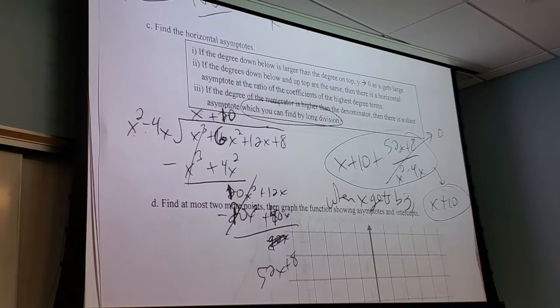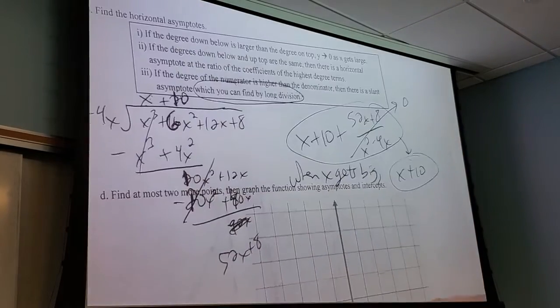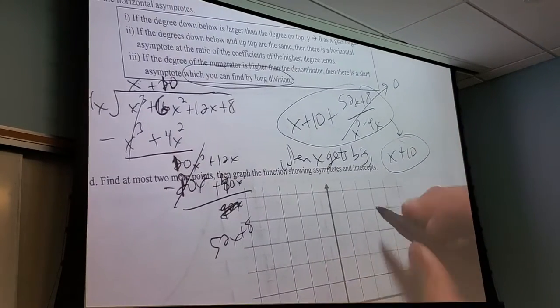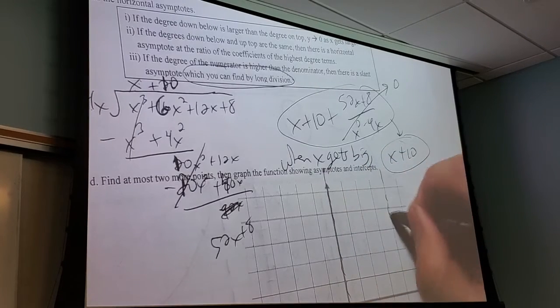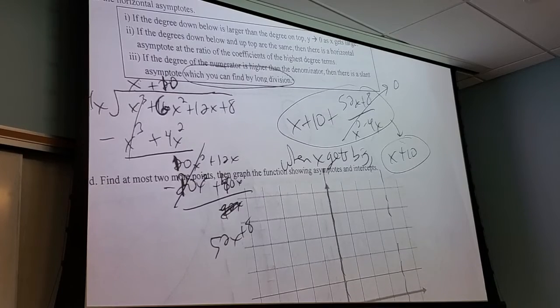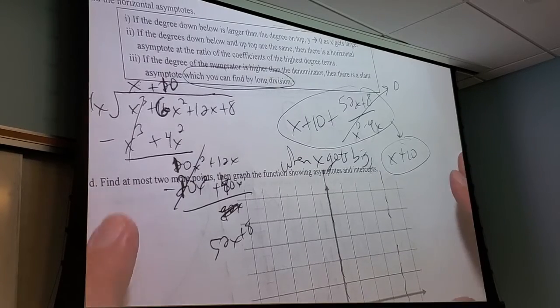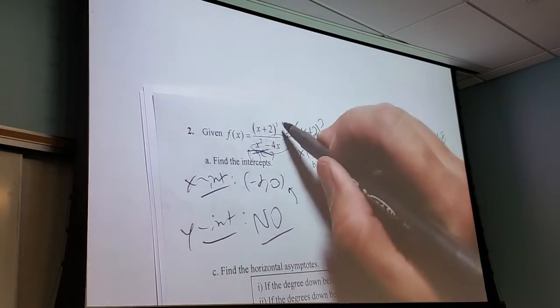So let's see, what can we plot here? I know my x-intercept is -2. I know there's a vertical asymptote at 0 and 4. What am I doing at -2? I should have said this earlier. What's the multiplicity?